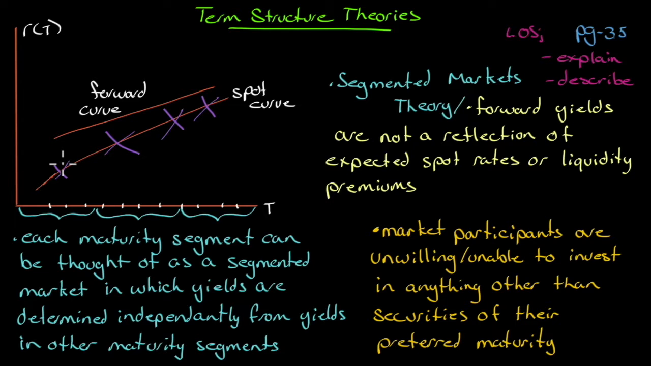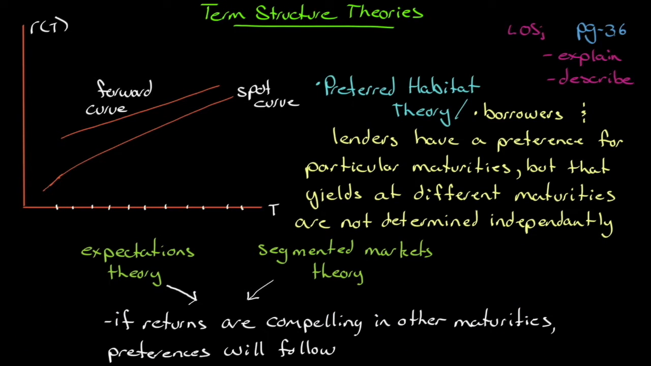Let's move on to one more. This one takes the market segmented theory one step further and relaxes some of the restrictions, especially the unwilling and unable part of being able to trade in other segments. Borrowers and lenders have a preference for particular maturities. I don't think that's controversial. I think that's a good statement. Yes, borrowers and lenders have a preference for particular maturities, but yields at different maturities are not determined independently. So now we're bringing the forward curve back in, saying, come on back in, forward curve. It looks like you have some role to play after all.